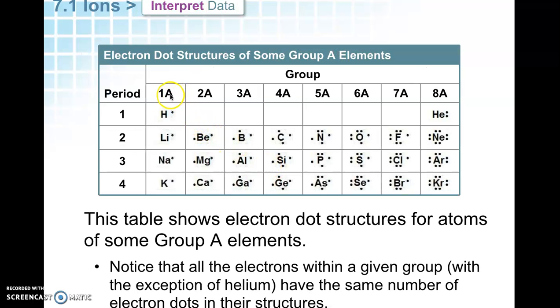You can remember group 1A has 1 valence electron, so they have 1 dot. Group 2A has 2 valence electrons, 2 dots, and you can see boron and carbon and so forth. The halogens over here in group 7A, fluorine, chlorine, bromine, you can see have 7, so they're 1 short of 8, which is what we see right here with the noble gases. All members in a given group, except of course helium, have the same number of dots in their structures. So these are just electron dot structures, and it's just the valence electrons.